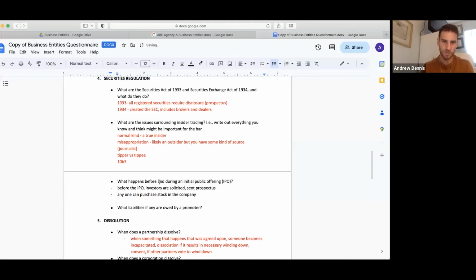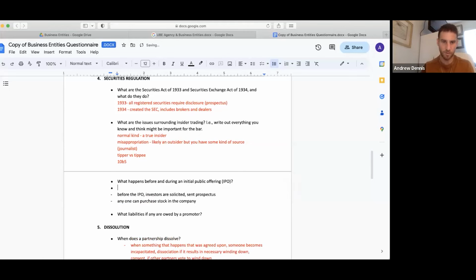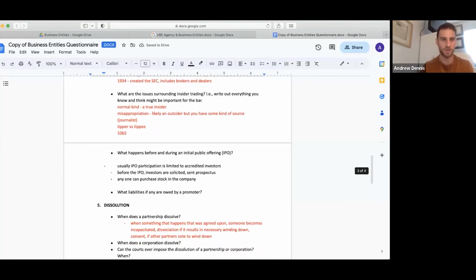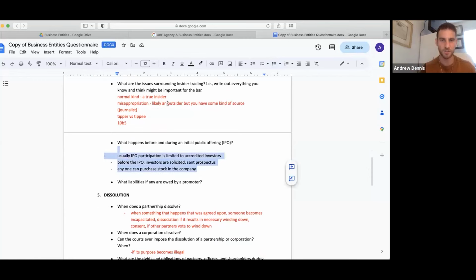Usually with IPOs, I'll just give everyone a little background information: if you want to participate in an IPO, can you? Usually IPO participation is limited to accredited investors. An accredited investor, I believe the standard is someone who makes over $200,000 for the past 2 years or has a net worth of over 1 million, not including their primary residence. But that's just so you know about IPOs. It's just initial public offering.